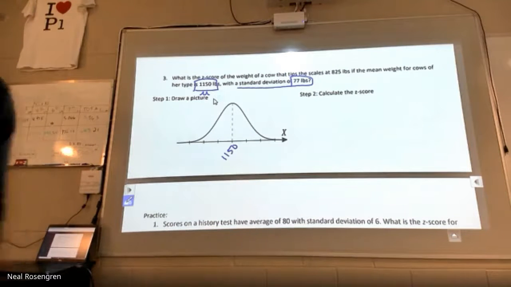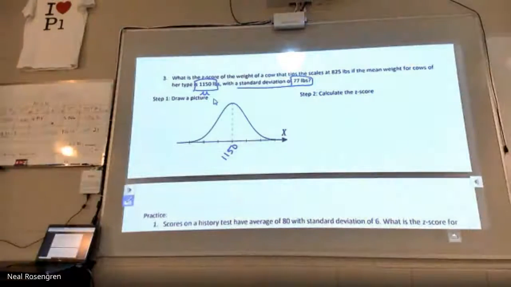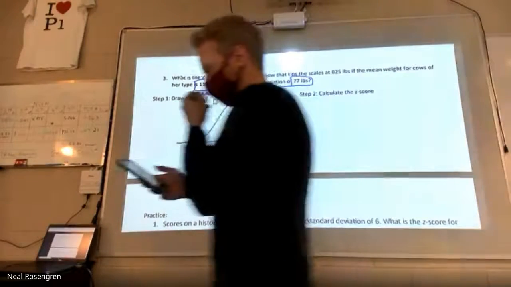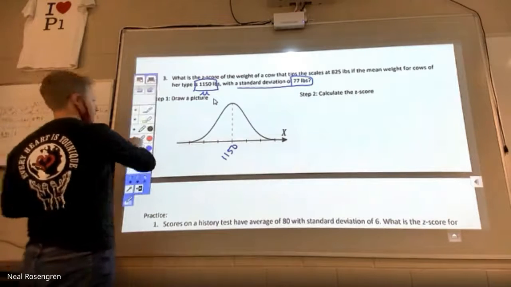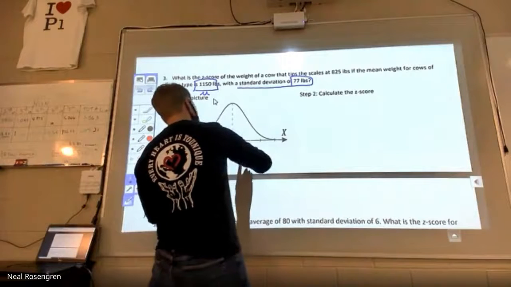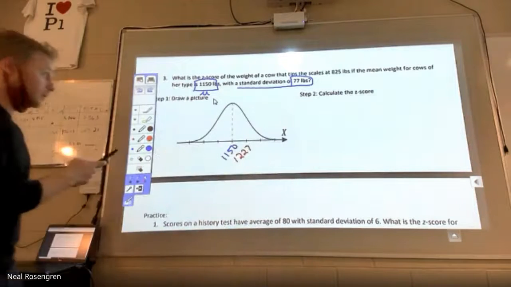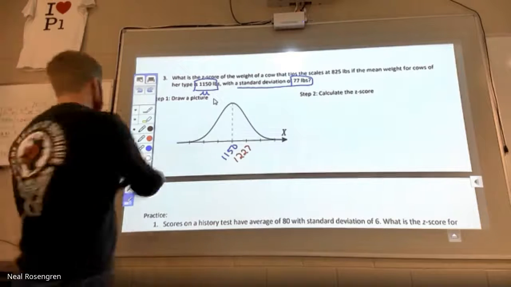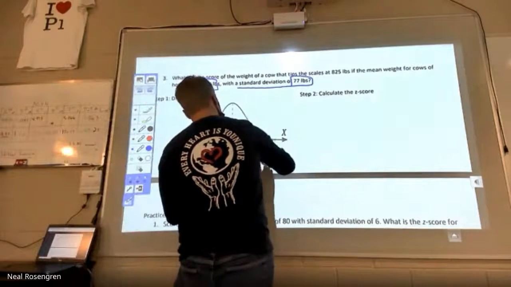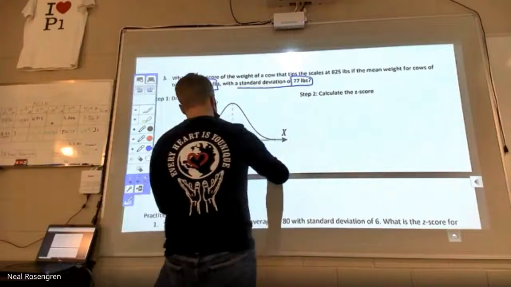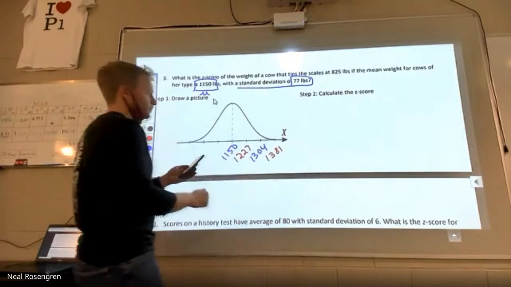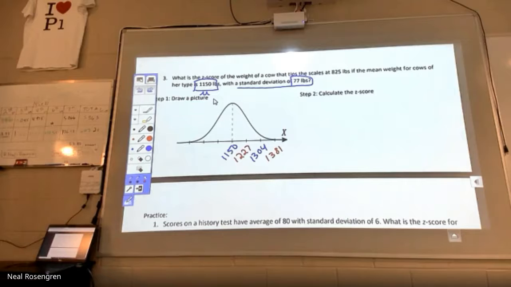Now, again, definitely relying on my calculator to help me figure out 1150 plus 77. And then plus 77 again, and plus 77 again. Fill this out. 1227. And then do it again. Plus 77. 1304. Plus 77. 1381. All right, 1 standard deviation above, and then 2, and then 3.